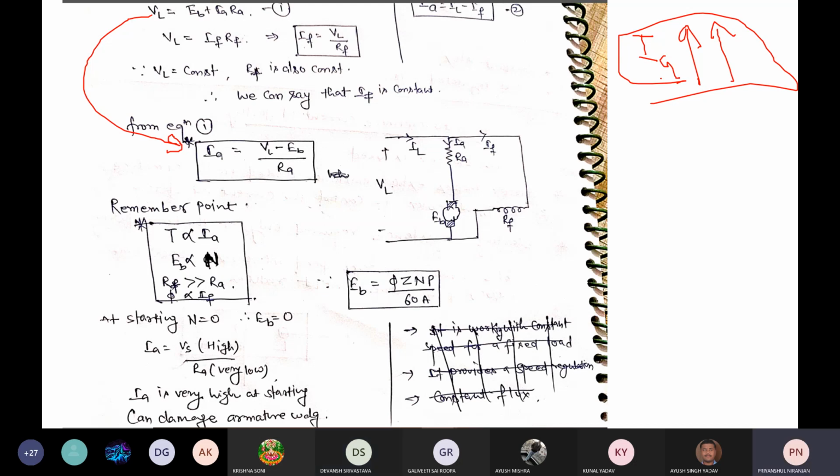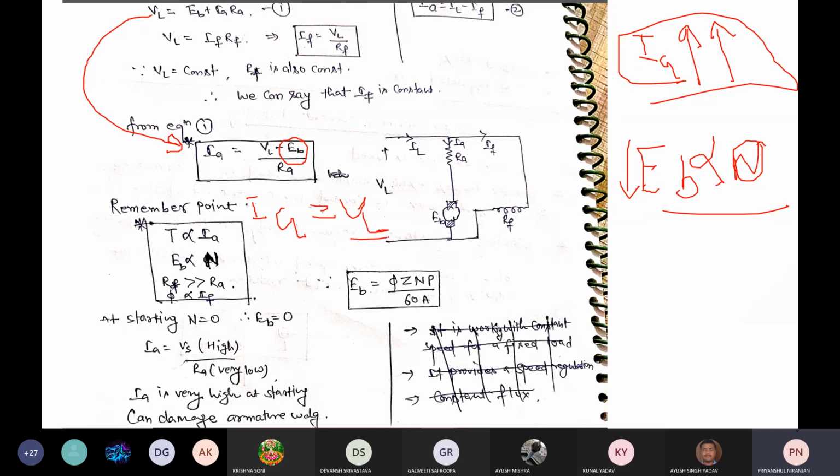Exactly. When we start a motorcycle, at starting position the speed is 0. EMF is dependent on the speed. I told you EB is proportional to N. So when speed is 0, EB is 0. EB is 0 means back EMF is 0, so IA is equal to VL upon RA.